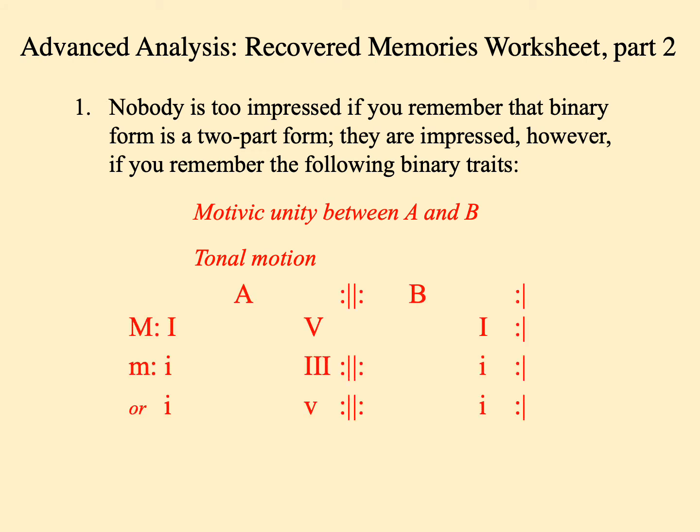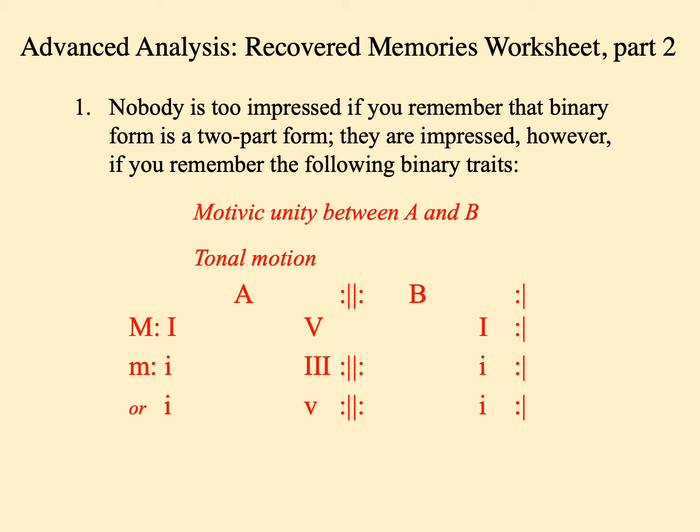And it looks a few different ways. There's a nice little diagram of how a binary form might go, with little double bars separating section A from section B. And if a binary form's in a major key, its favorite thing to do is start in the tonic and modulate to the dominant key by the end of section A. So if you had a binary form in the key of B flat major, then by the end of section A, it would probably have modulated to F major. That's the dominant. And in section B, it's going to get back to the key of B flat major, the tonic key, by the ending.